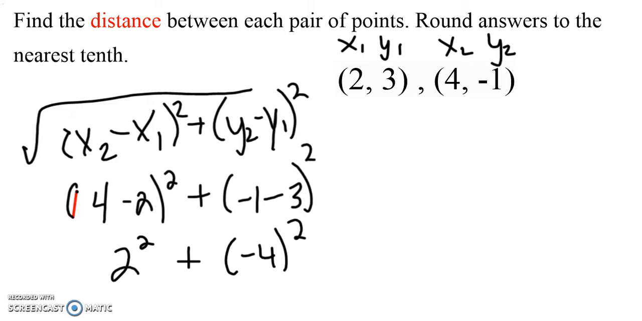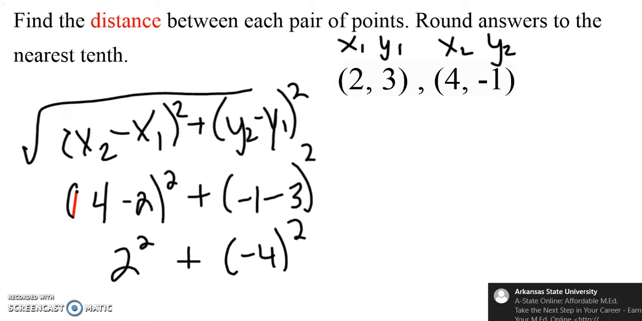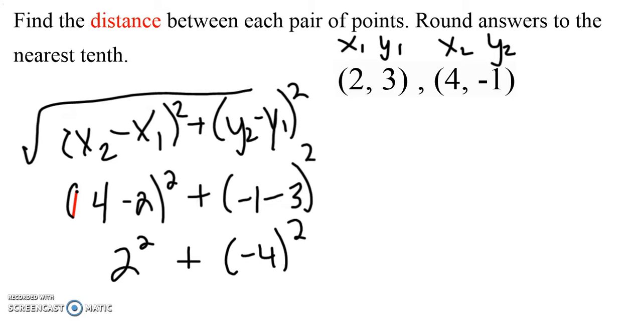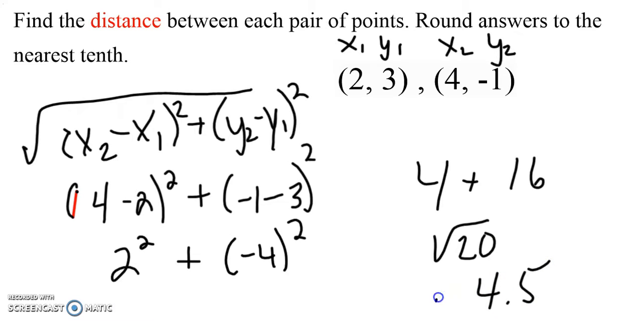So I plugged in 4 minus 2 squared. I did negative 1 minus 3 squared. So I get 4 and then plus 4, negative 4 squared, which is still positive. So that's 16, and I get 20. So the square root of 20 is going to be my answer, and that rounded is 4.5. We use a little wavy equal sign as an approximate. Okay.